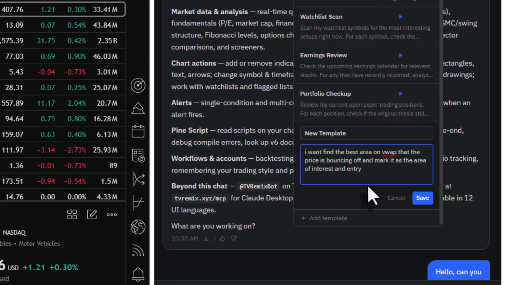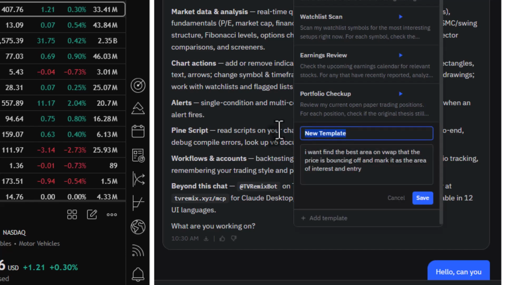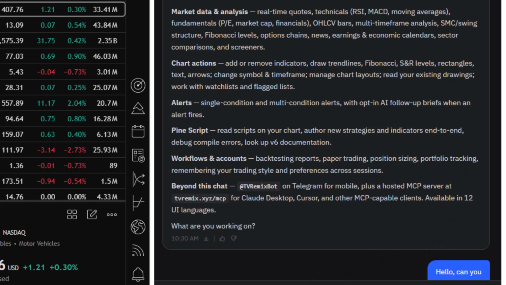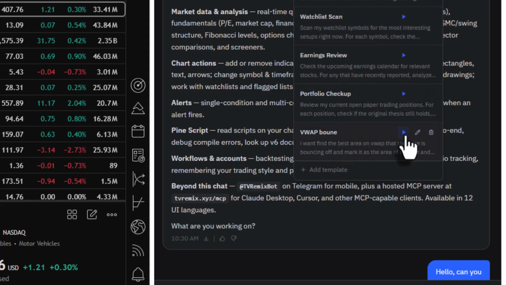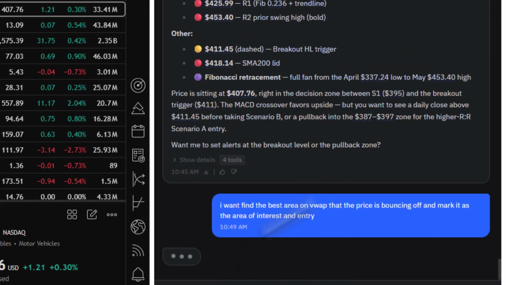That's just for basic tests, right? Let's save it. You can actually name it VWAP bounce, which is what I do every day. I just trade this. Let's see. Now you go here, you go to that hamburger menu, you click on this, boom, it's added. Now it's gonna find the area of interest.